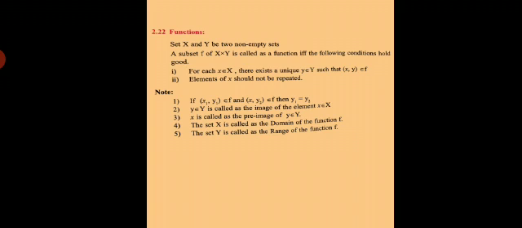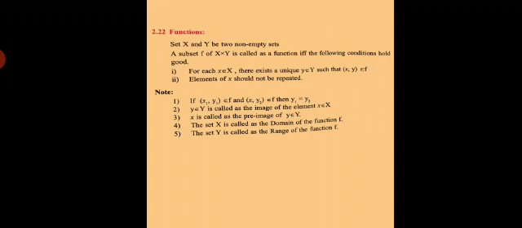Then the second condition: elements of X should not be repeated. That means the first element, the pre-image, that is the first set, should not be repeated again. See, the conditions here are as a note: if (x, y1) belongs to function f and (x, y2) belongs to f, then y1 is equal to y2. All these notes we will prove with the diagram now in the next class.